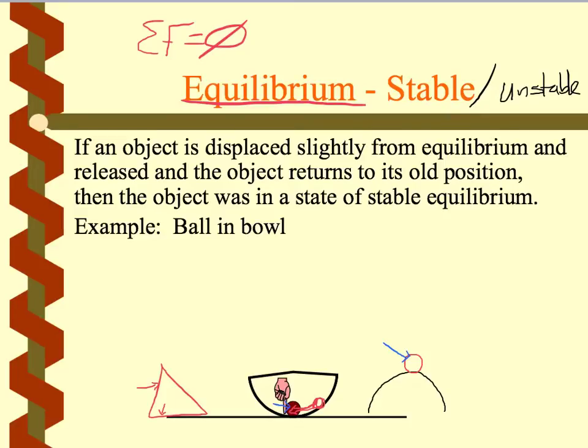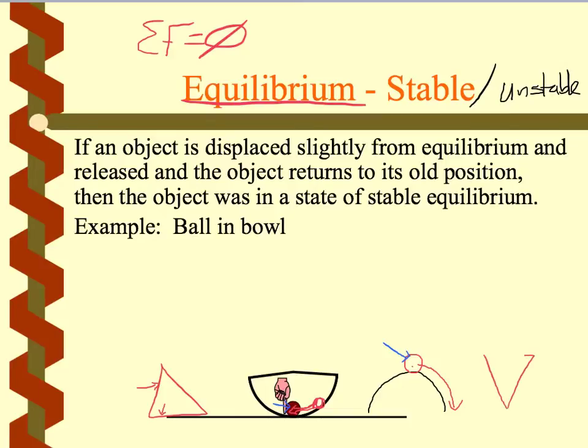Now, another example of equilibrium is unstable. That would be an example if I were to place the ball on top of the bowl. If I displace it slightly from equilibrium, it will not return to its original position. In fact, it will fall down and find a new lower energy position. And there is no amount of wishing that will cause it to automatically come back up to its unstable position.